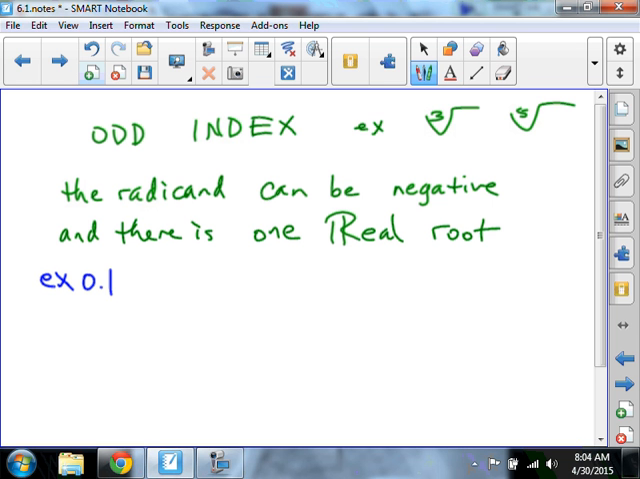Example 0.1, find the third root of negative 1. In other words, what number multiplied by itself 3 times would give you negative 1? Some people say no real solution. Well, that's not true. Some people would say it's imaginary. That's not true. Some people would say there isn't one. Well, that's not true either. Let's think of a number that we could multiply by itself not once, not twice, but 3 times to get negative 1. Negative 1, yeah. Negative 1 times negative 1 times negative 1 is negative 1. So the answer to this is negative 1.